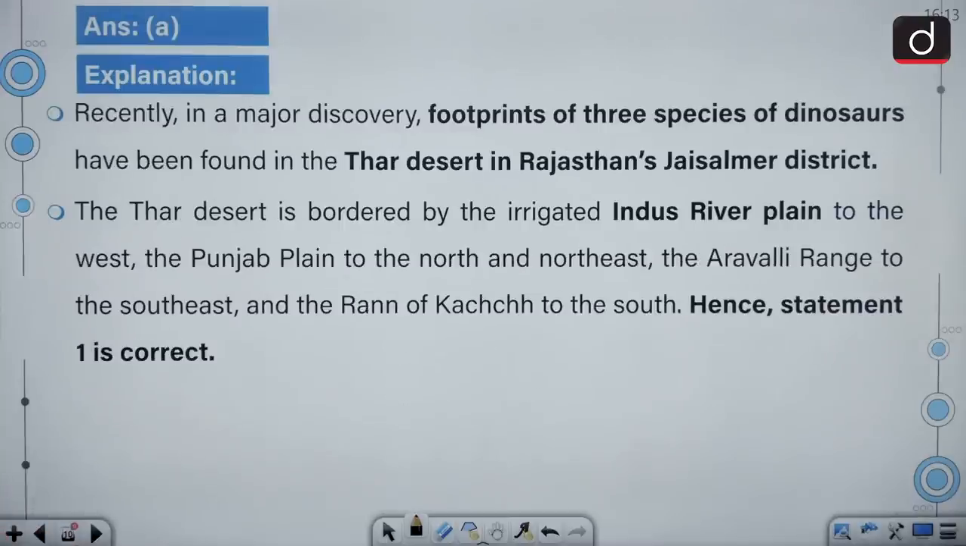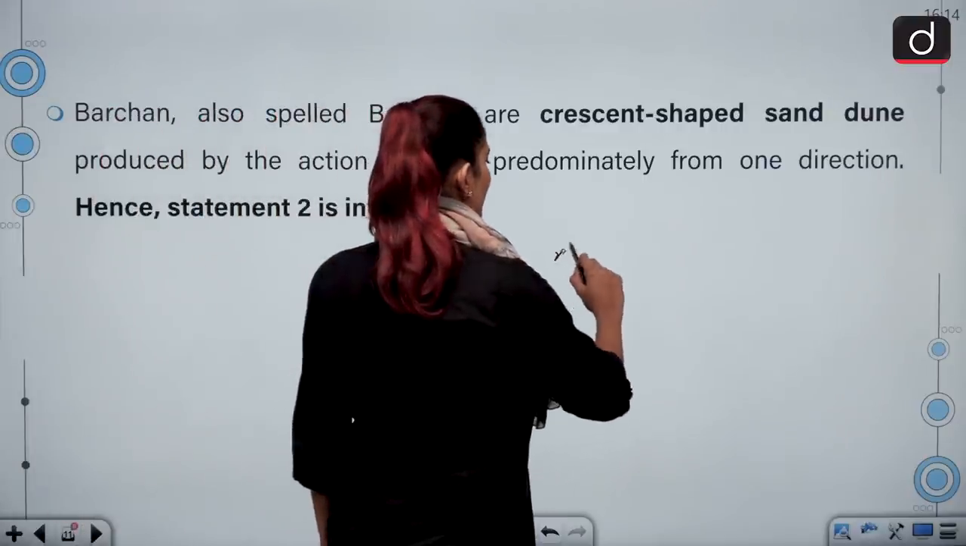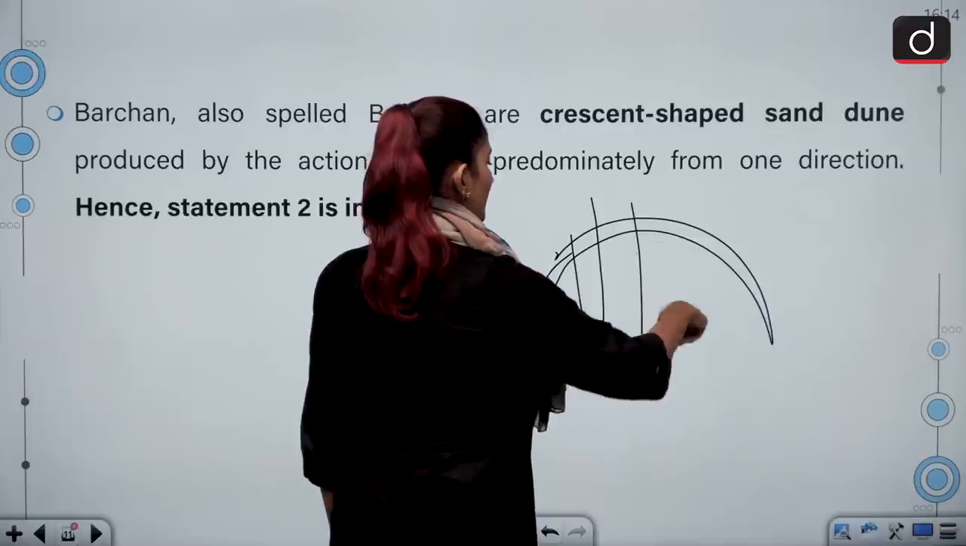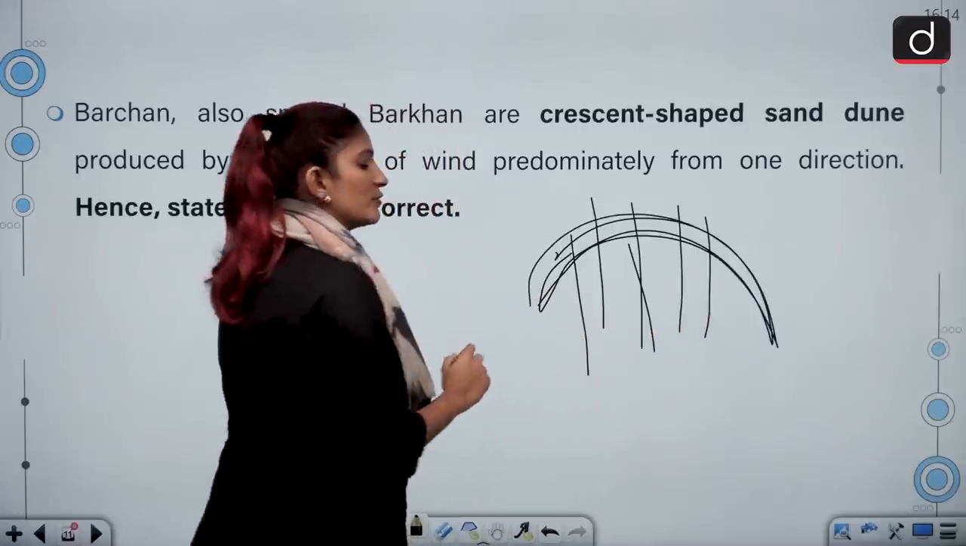Recently, in a major discovery, footprints of three species of dinosaurs have been found in the Thar desert in Rajasthan's Jaisalmer district. The Thar desert is bordered by the irrigated Indus River plain to the west, the Punjab plain to the north and northeast, the Aravali range to the southeast and the Rann of Kutch to the south. Also, Barkhans are crescent-shaped sand dunes produced by the action of wind from one direction, like this. These are Barkhans. And the wind is blowing this way, so it pushes the sand and causes crescent-shaped sand dunes to be made in this manner.